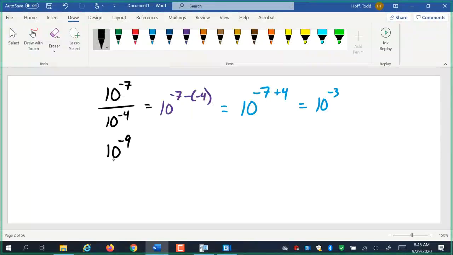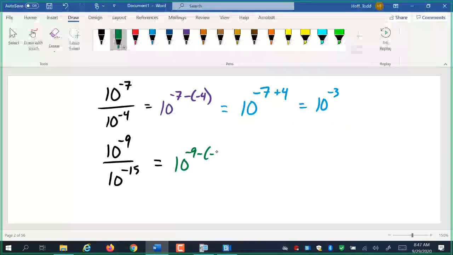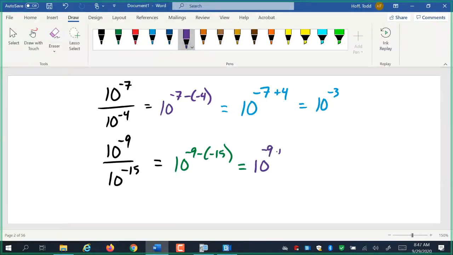Or we might have 10 to the negative 9 divided by 10 to the negative 15. That's 10 to the power of negative 9 minus a negative 15. Well, negative 9 doesn't change. Minus a negative 15 becomes plus a positive 15. So 10 to the negative 9 plus 15 is a positive 6. So 10 to the negative 9 divided by 10 to the negative 15 is 10 to the positive 6. Like I said, beware those rules of powers. They come back to haunt us over and over again throughout the course.